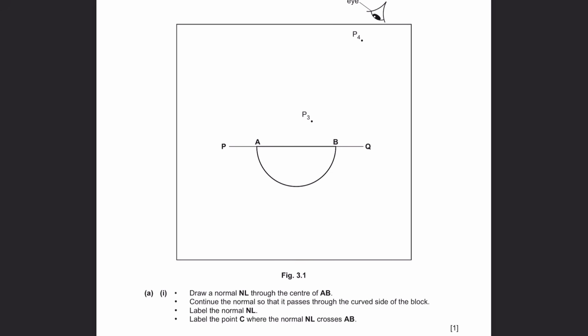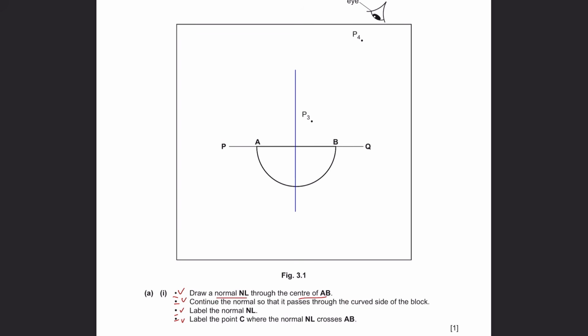Question A, Part 1, consists of 4 bullet points and we will answer it one by one. The first bullet point is to draw a normal NL through the center of AB. Using a ruler, find the center point of AB and draw a line perpendicular to the boundary of AB. And this will be your normal NL.